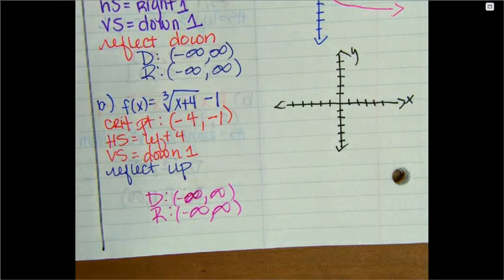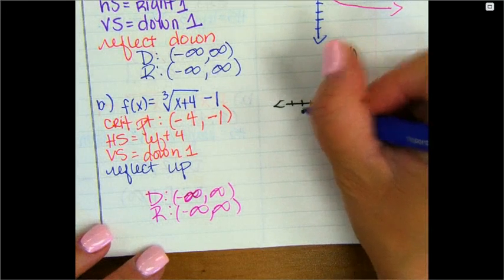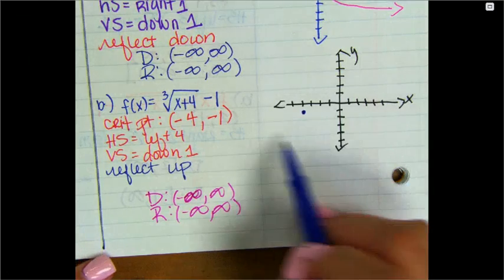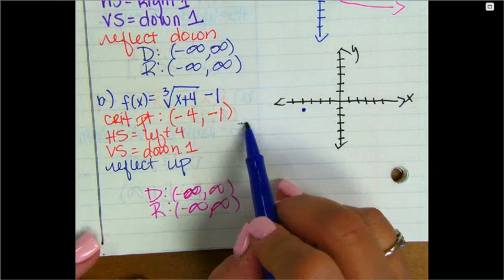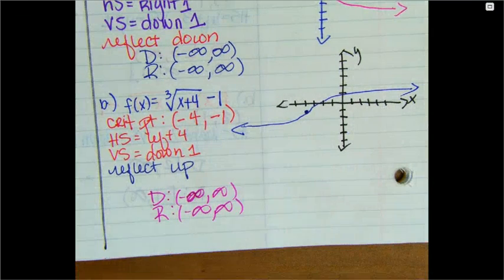Critical point is at negative 4, negative 1. We're going which way? Reflecting up, so we're coming and curving out. Good? Questions? Easy. All right, I'm done.